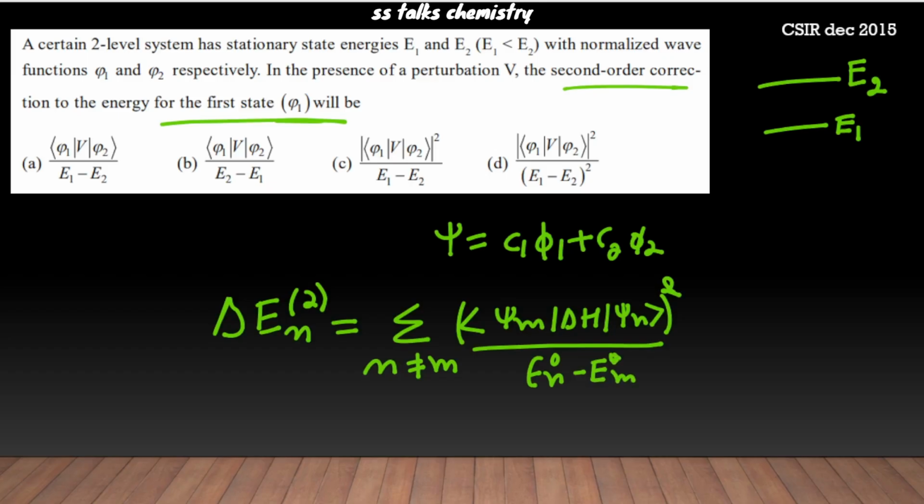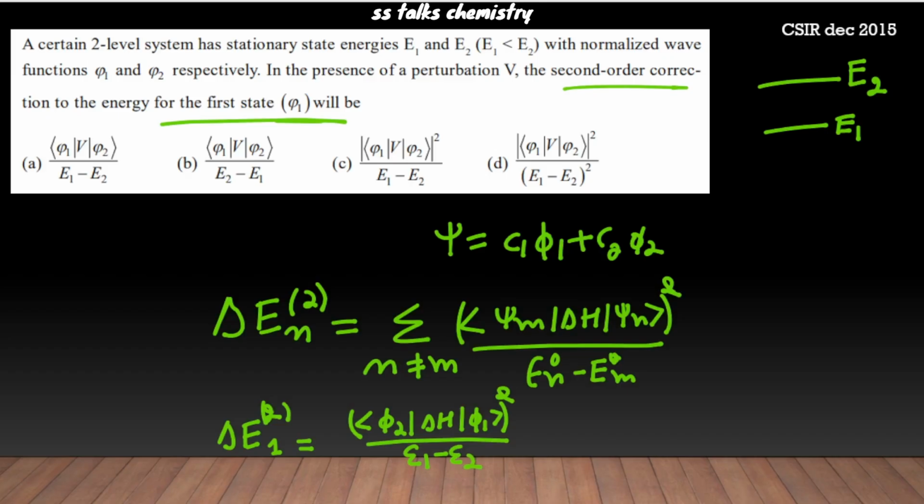Now for the first state, delta E for the second order correction is equal to phi 2, then the perturbation delta H, and then phi 1. You take the square of it upon E1 minus E2. This is the value we will be getting.